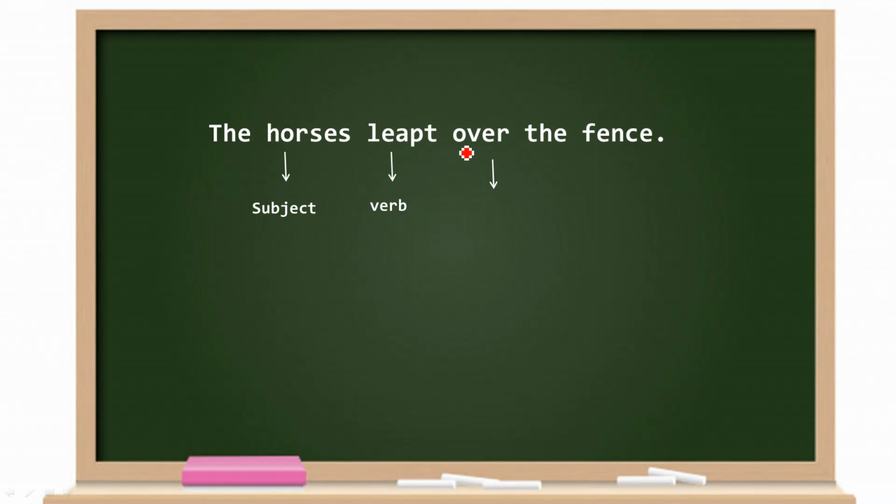Now the word over, which means فوق, the whole phrase means فوق السياج. This is an adverb. هي عبارة عن ظرف مكان, just like in Arabic. So this sentence that starts with an adverb is called the adverbial sentence. تسمى الجملة التي تبدأ بالظرف المكان الجملة الظرفية المكانية. So again, we have a subject, the horses, we have the verb, leapt, and then we have the adverbial phrase, الجملة الظرفية المكانية.